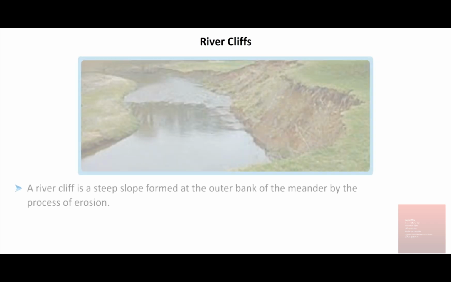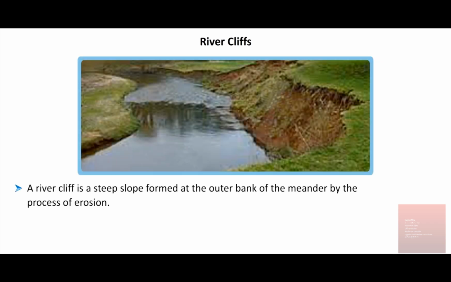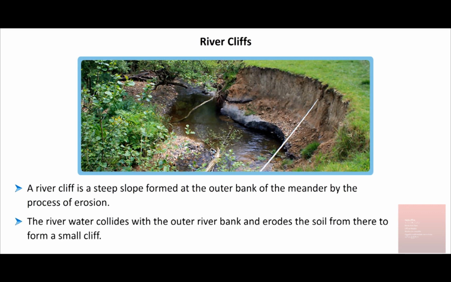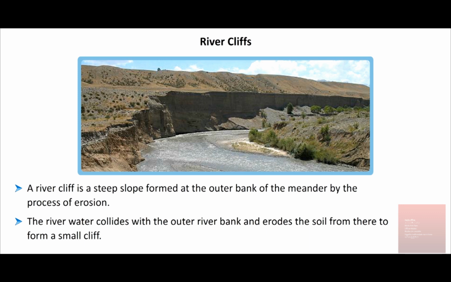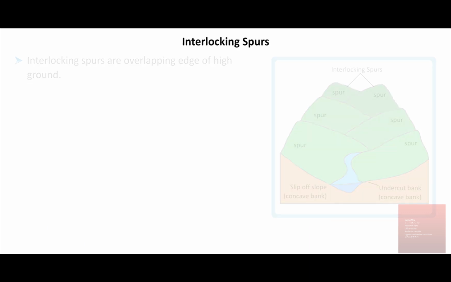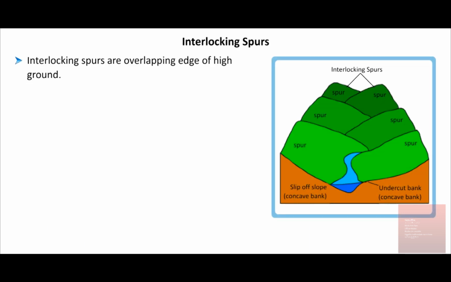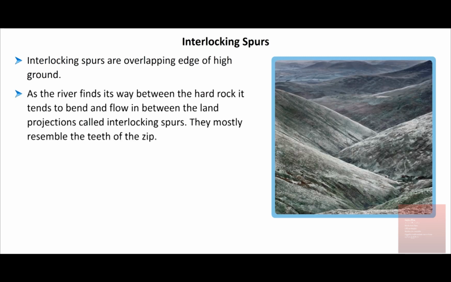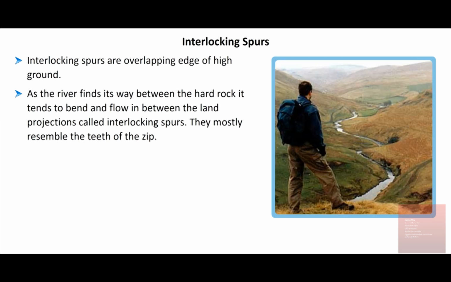River cliffs. A river cliff is a steep slope formed at the outer bank of the meander by the process of erosion. The river water collides with the outer river bank and erodes the soil from there to form a small cliff. Interlocking spurs. Interlocking spurs are overlapping edge of high ground. As the river finds its way between the hard rock, it tends to bend and flow in between the land projections called interlocking spurs. They mostly resemble the teeth of the zip.